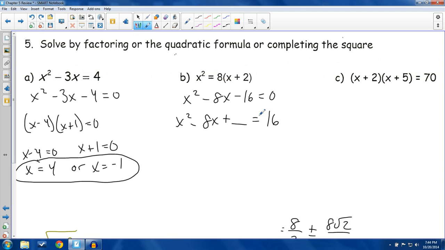So I need to add a number here that'll be added here. Remember, you take this number, divide it by 2, negative 4, and square it. That number is 16. 16's over here, then 16's over here. This factors to (x minus 4) quantity squared, and we get 32 on this side.